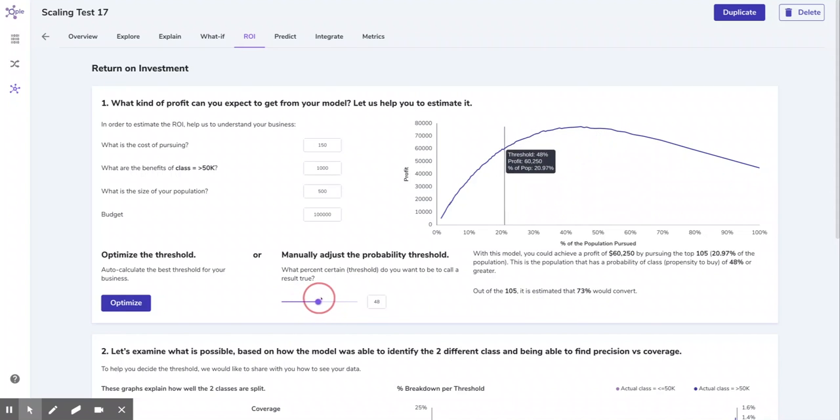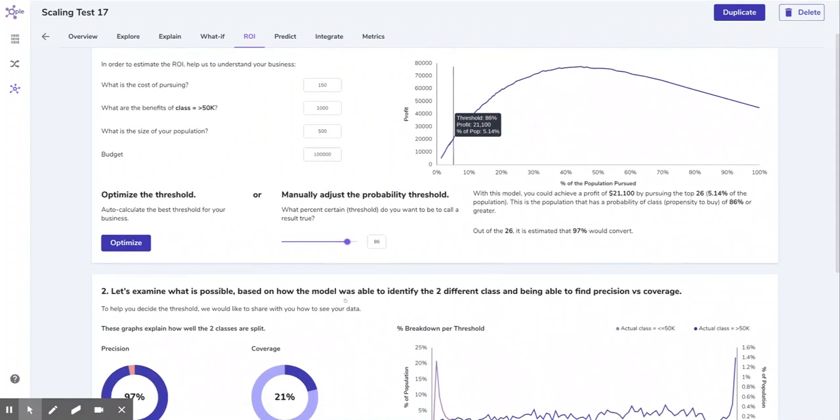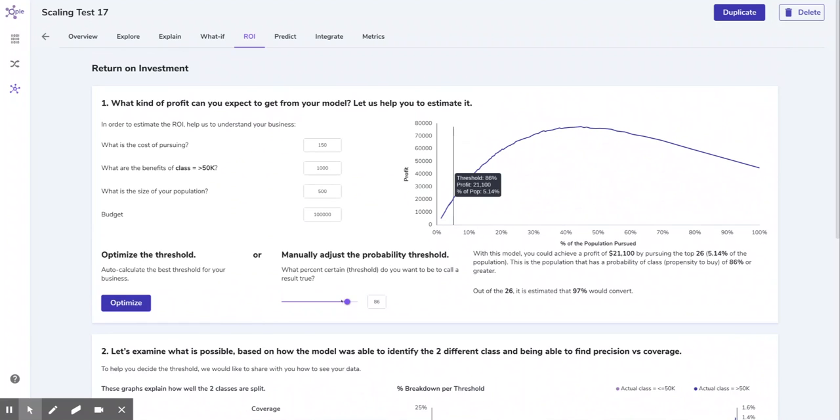So you can be very precise and say you're going to only consider deals that have a greater than 90% probability of closing, right? So you're going to go after very few deals. So your cost is going to be very small, but also you're going to leave a lot of money on the table because you're not going to go after a lot of the deals that would close. So if you hit optimize, we actually calculate the optimal threshold to use.